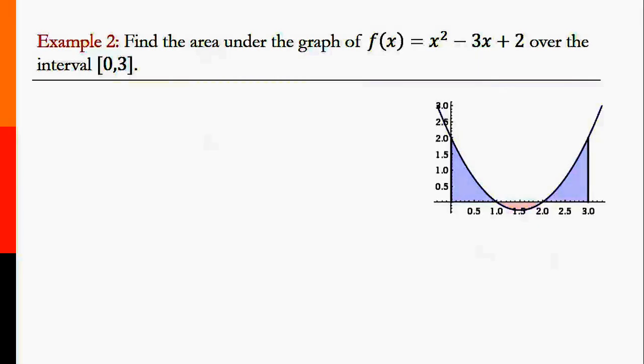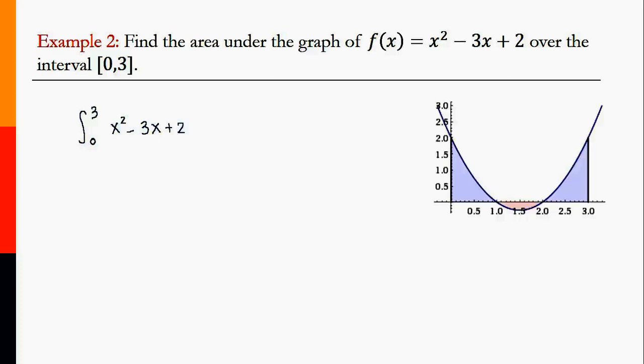In the second example, we also need to find the area of the curve, but in this case, the curve is not a simple geometric figure. Let's take a look at the graph. If we just take the regular definite integral from 0 to 3 of x squared minus 3x plus 2, we're only going to get the net area. That means it will add the area from 0 to 1 and subtract the area from 1 to 2 and then add the area again from 2 to 3.